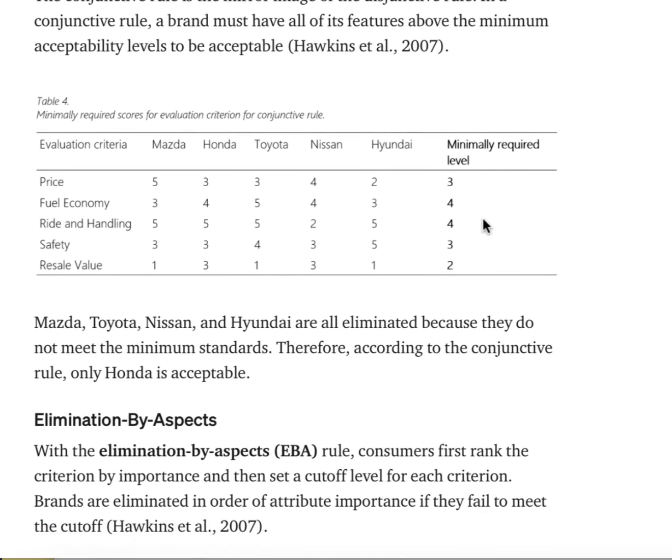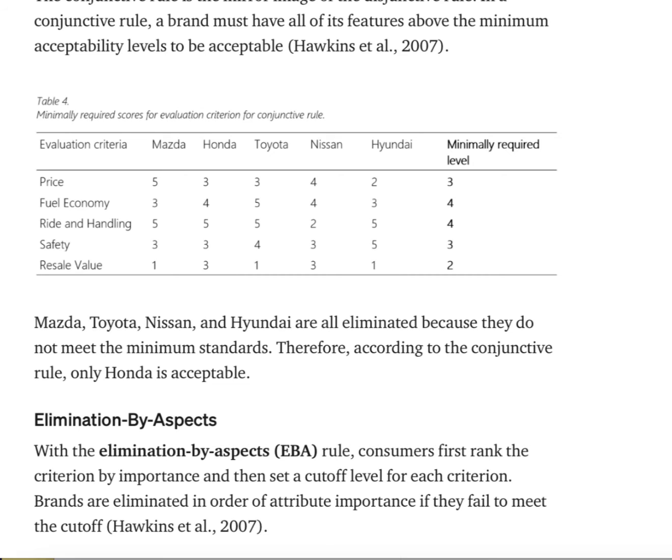So looking here, we can see Mazda, Toyota, Nissan, and Hyundai are eliminated because they do not meet the minimum standards. So therefore, according to this rule, the last one that remains is Honda. Because individuals have limited ability to process information, the conjunctive rule is frequently used to reduce the size of the information processing task to some manageable level.